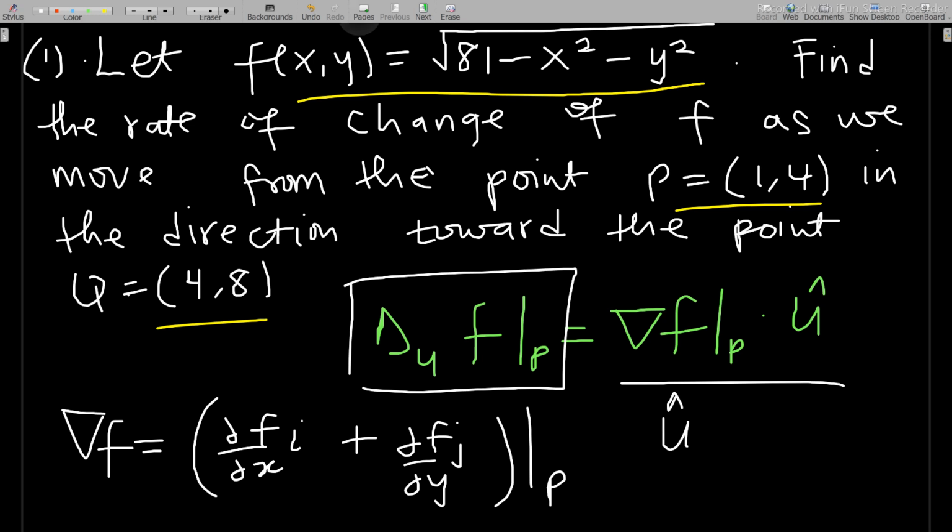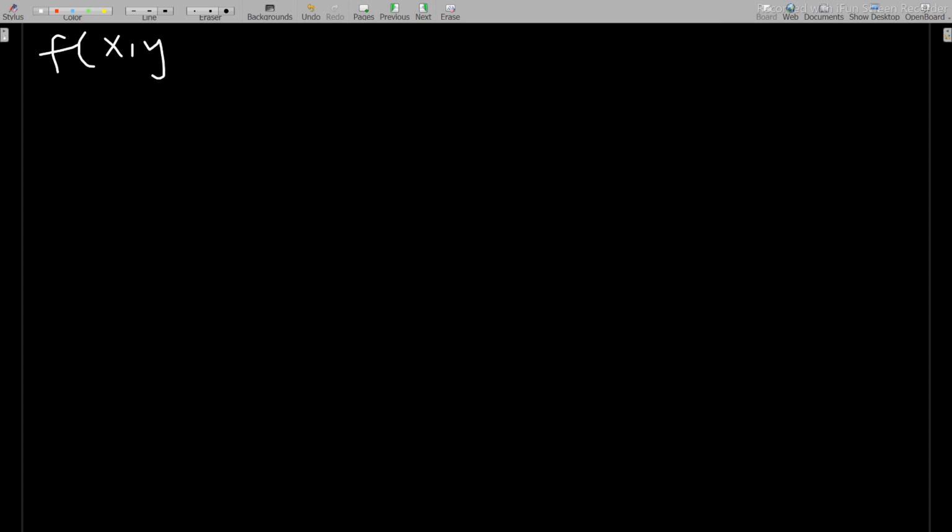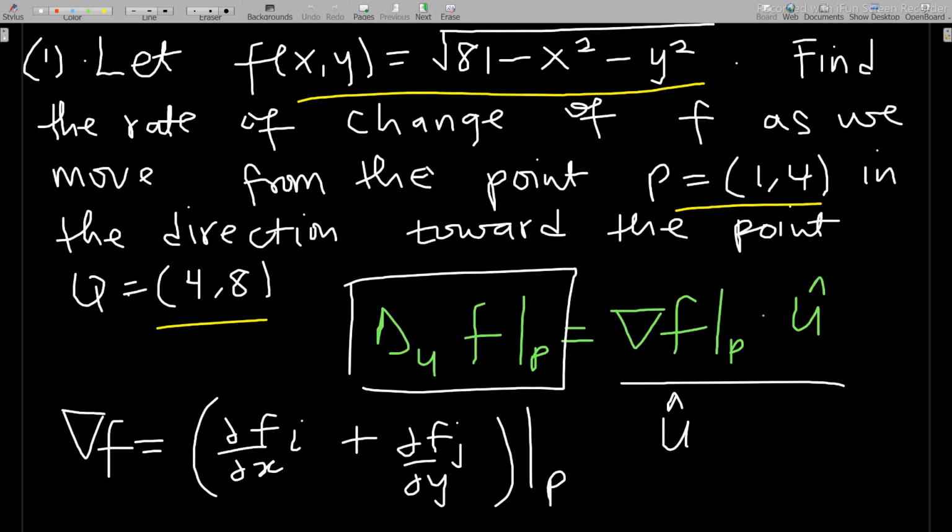So here let's fish out our f of xy. f of xy is equal to the square root of the expression 81 minus x squared minus y squared. And for our u, let's go and read the question again. It said move from the point P. So the point P where we would simplify del f is just this P, as given in the question. Now the question is, what will be our u?